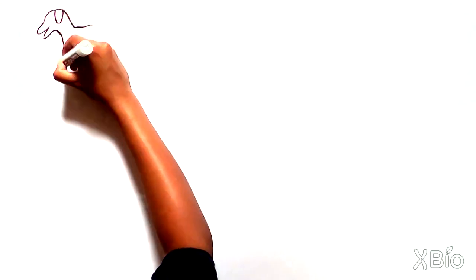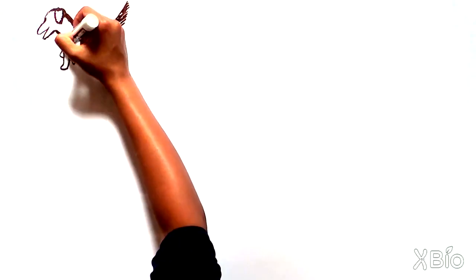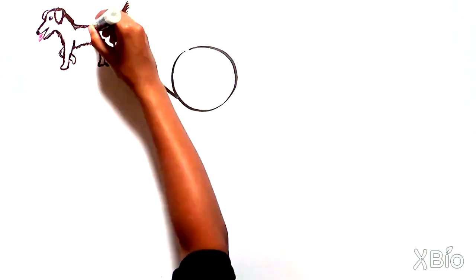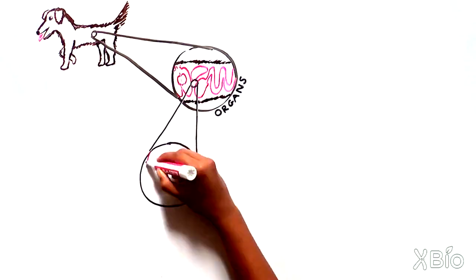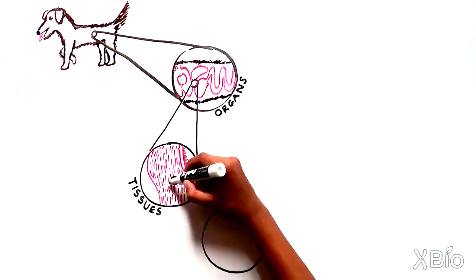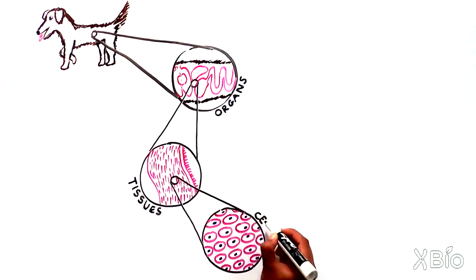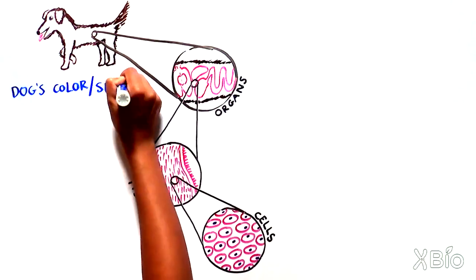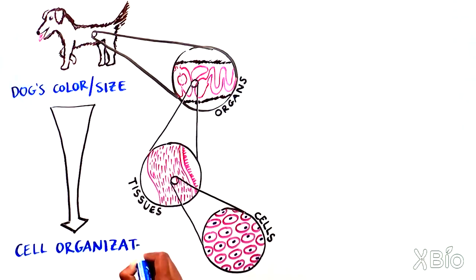You already know that the world of biology is very different if you look at something from far away, like the body of a dog, than if you look up close and see organs, tissues, and cells. Each different level of magnification reveals new features, from the dog's fur color and size to the way the cells are organized in its body.